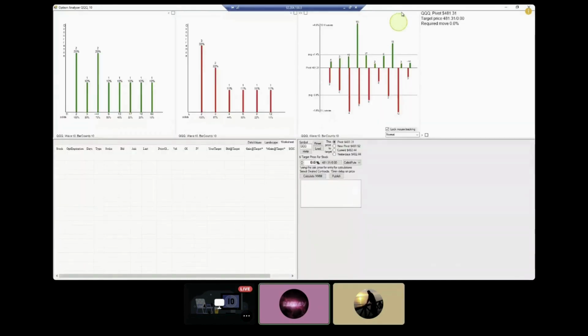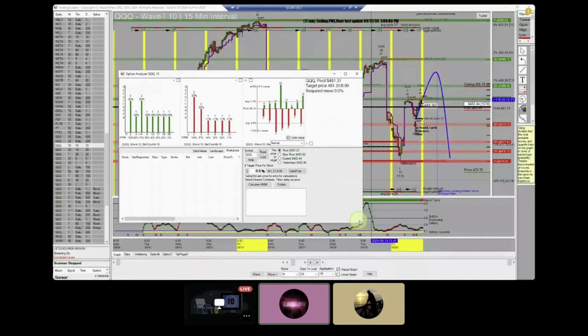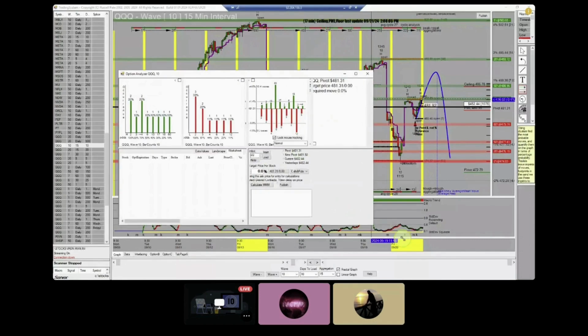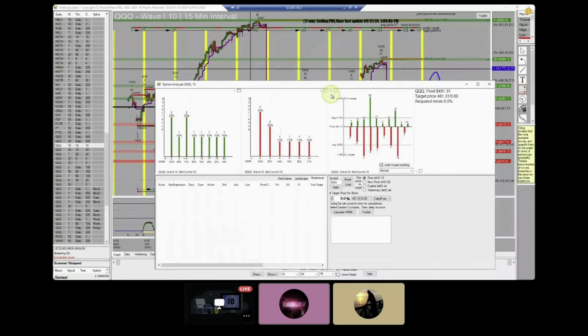Basically what it does is it tells you the probability. You can hear me, right? Yeah. So it tells you the probability of forming highs and lows.